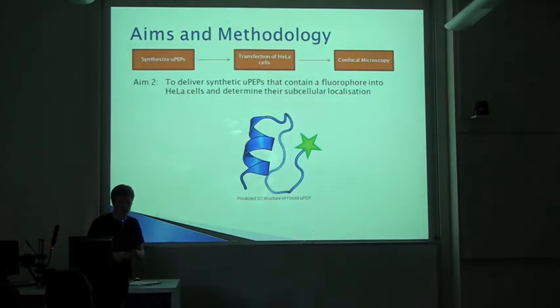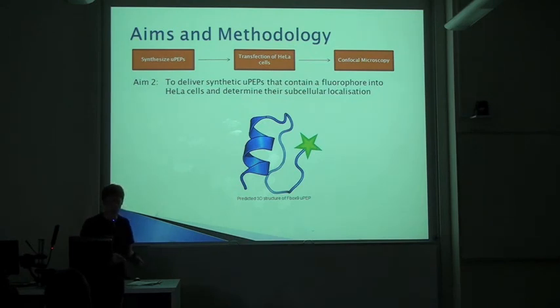My second aim is pretty similar. However, I'll be transfecting HeLa cells with synthetic peptides, which we're getting produced commercially. These synthetic peptides will have a fluorophore on the end of them called FITC. And again, we just transfect these into the cells and use confocal microscopy to determine their subcellular localization.